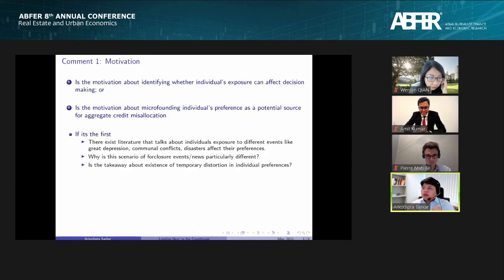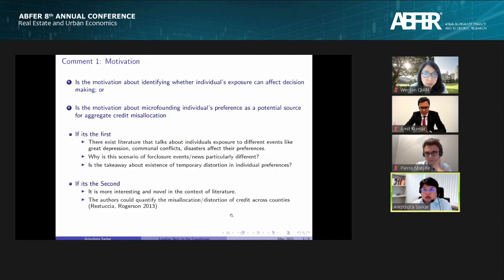Now, if the motivation is the second, which is more about microfounding the preferences, individuals' preferences, as potential credit supply misallocations, then to me it was the more interesting and novel in the context of where the literature is. But that would require the authors to quantify measures of misallocation in credit across counties, based on, say, some measures by Rustasia Rogerson, who computes misallocation measures.